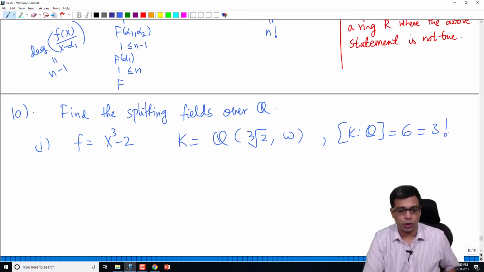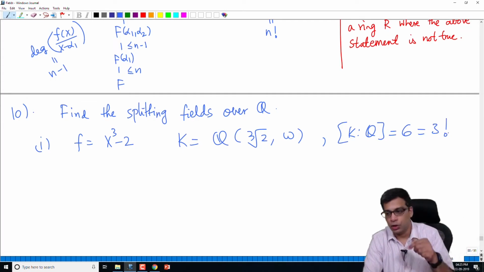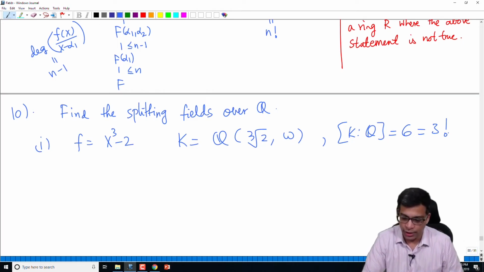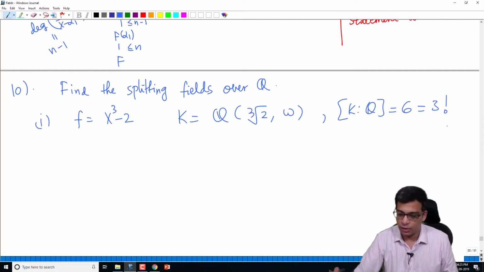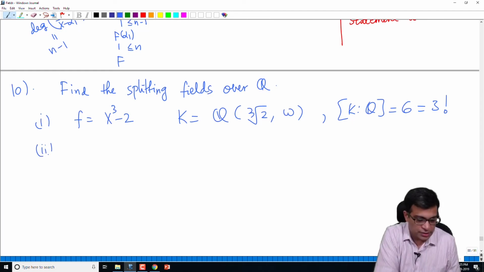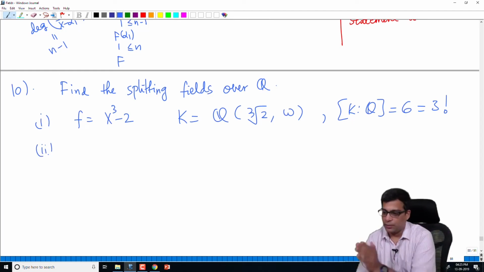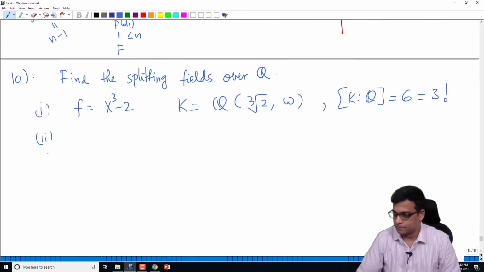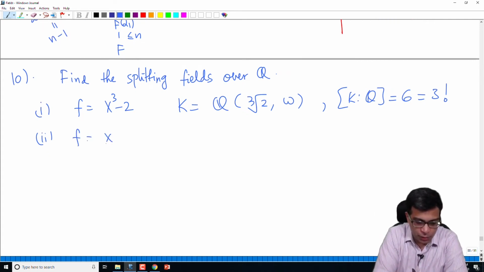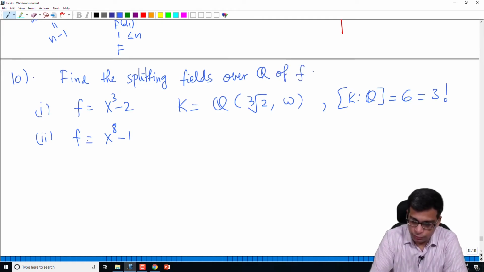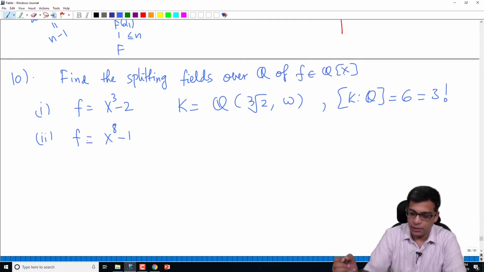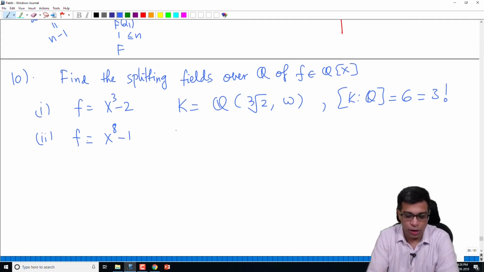Here cube root of 2, omega times cube root of 2, omega squared times cube root of 2 are the roots, and you can generate all of them by adjoining these two only, and this is degree 6, which I discussed when we discussed splitting fields. So this is one example where the maximum value is achieved. What about f equal to x to the power 8 minus 1? In each of these examples, f is a polynomial over the rational numbers. This also, I claim, we have essentially done.